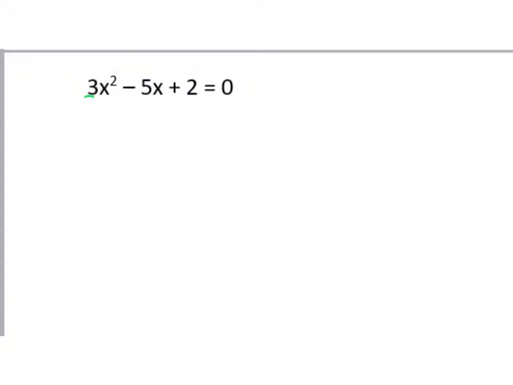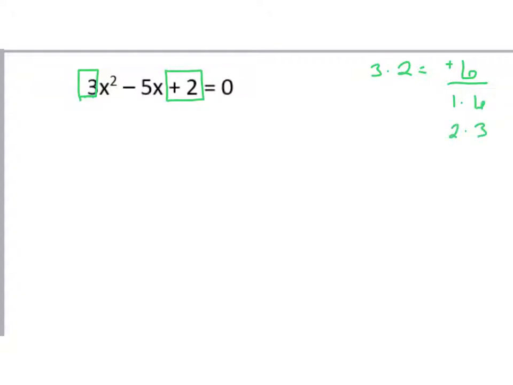We start off very similar to the previous one where we look at this end number, but in addition we're going to look at the coefficient in front of the x squared. And so I'm going to multiply them together, my 3 times 2, and that's going to tell me what factors I need to make. I need to make a positive 6. So let's see, that's 1 times 6 and 2 times 3.